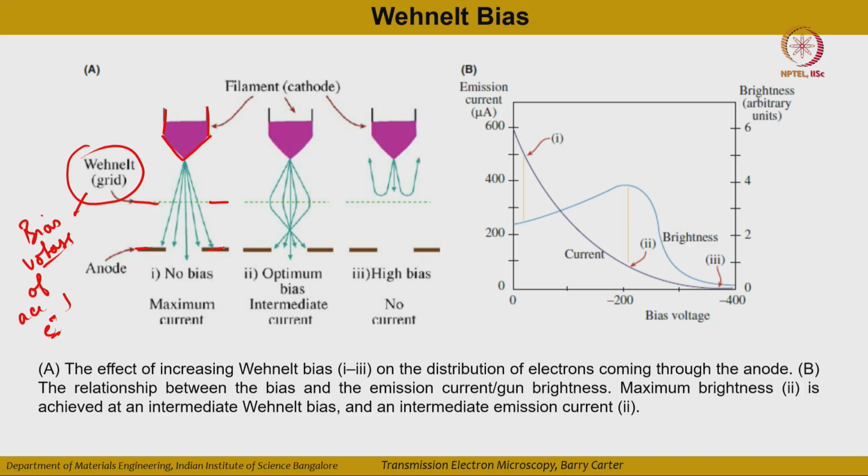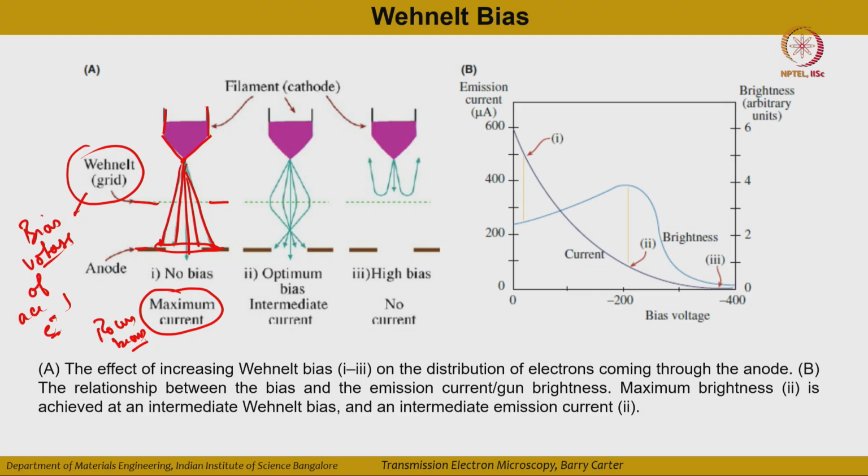Now if there is no bias, then what will happen? There will be no deflection of electrons which are coming from the needle tip or the tungsten tip. So these electrons will flow in this direction. So it has a long spread between these electrons. Okay. Here you will get the maximum current, but the beam will not be focused. So you cannot use this spread electron beam for your imaging purpose.